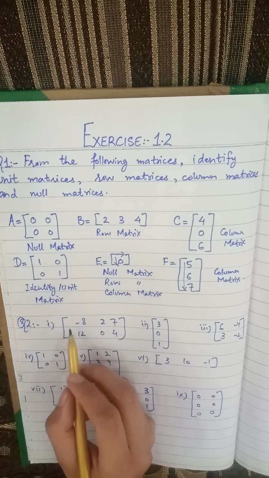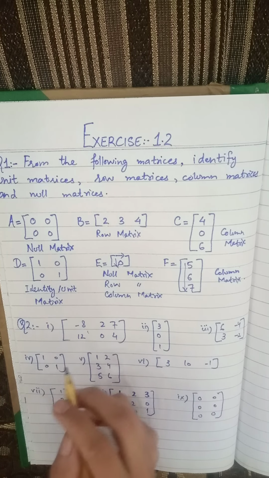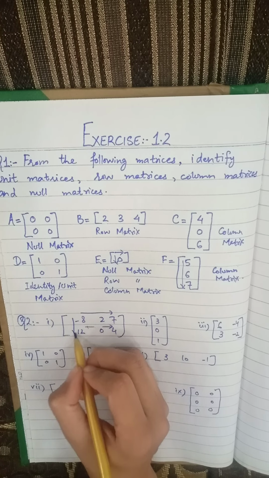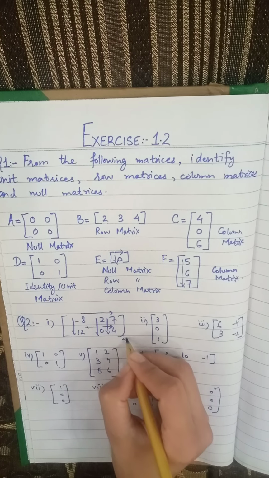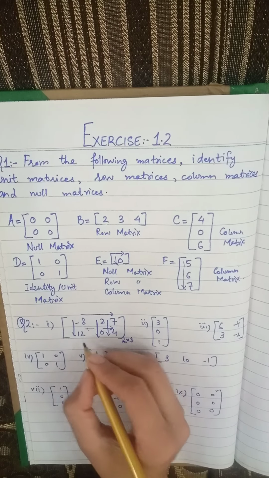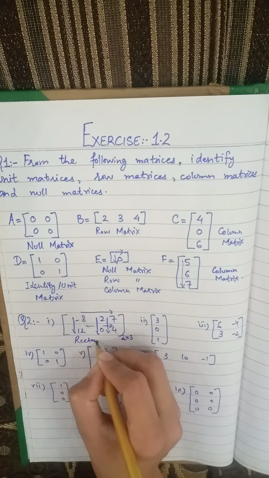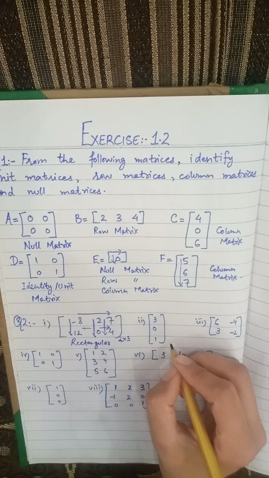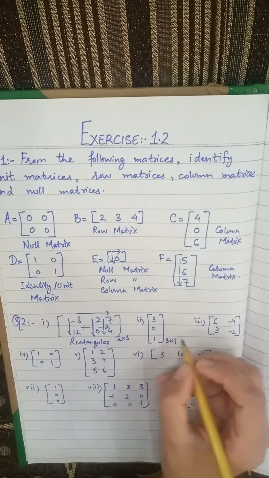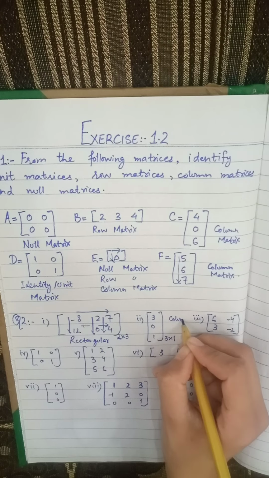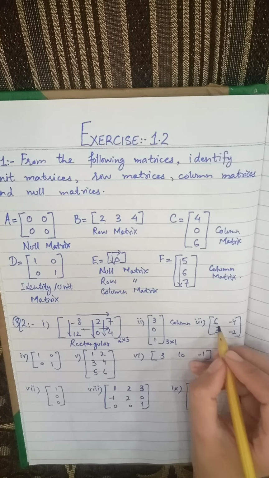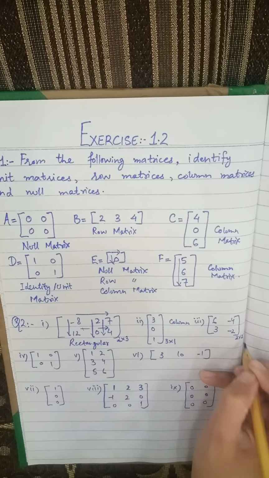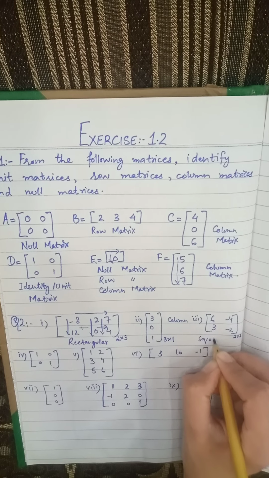So the first one is a rectangular matrix. How can I say that? Because the number of rows is 2 and the number of columns is 3. It's a 2 by 3 matrix, so it's a rectangular matrix. What about the second one? It's a column matrix because the number of rows is 3 but the number of columns is 1. Then it comes to 6, -4, 3, -2. What about this? It's a 2 cross 2 matrix, so it's a square matrix.